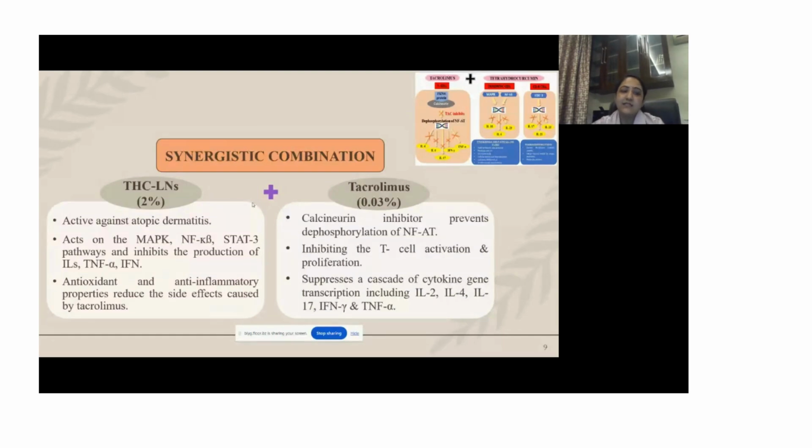So THC SLNs have antioxidant and anti-inflammatory properties. So I have used this against atopic dermatitis. With our approach, we were able to inhibit the production of interleukins, TNF alpha, and IFN. And we can also reduce the side effects of tacrolimus. So that's why I have used this synergistic combination.